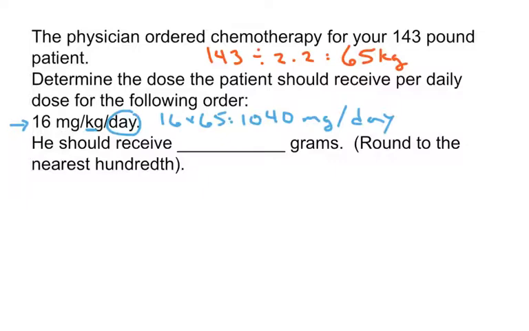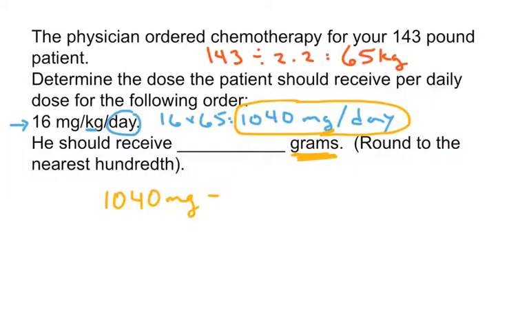Now, this is one that came up, not in this much detail, but earlier, and a lot of people missed it. The issue is he's going to get 1,040 milligrams per day. But look at what the question says. He should receive blank grams. So you can't tell me 1040, because the 1040 is in milligrams. That is a wrong answer for this problem. So they want you to go to grams.